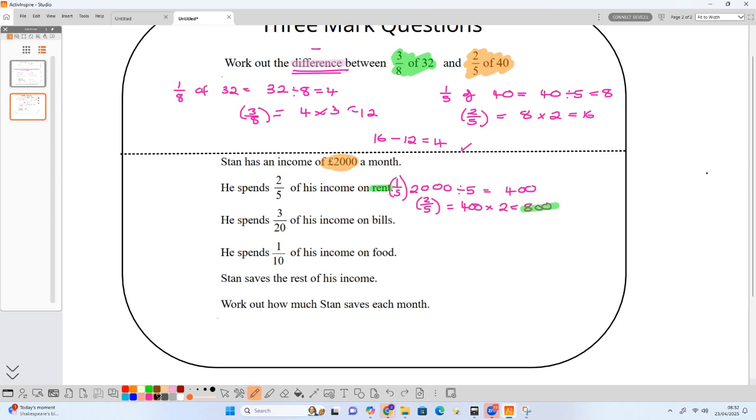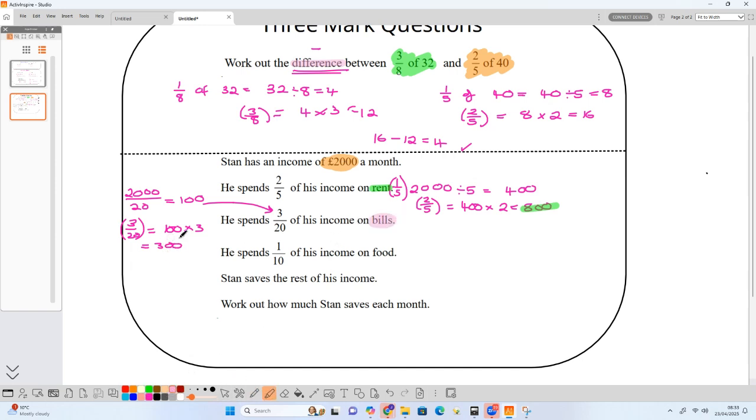3/20 on bills. Find 1/20 by dividing it by 20. And we're always going back to that original amount, the £2,000. That's the amount we're calculating the amount of. So 1/20 is 100. And 3/20 is going to be 300.